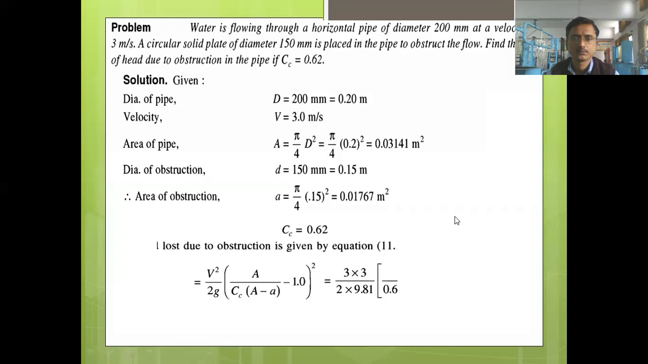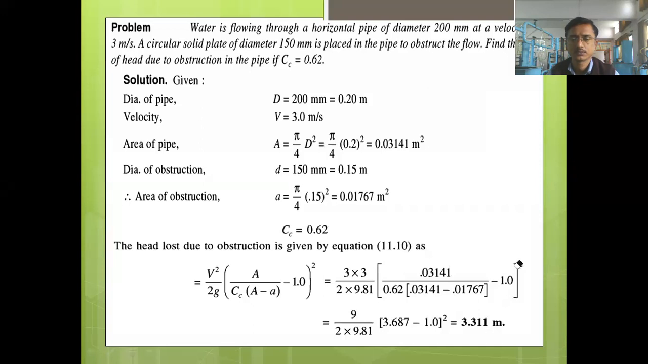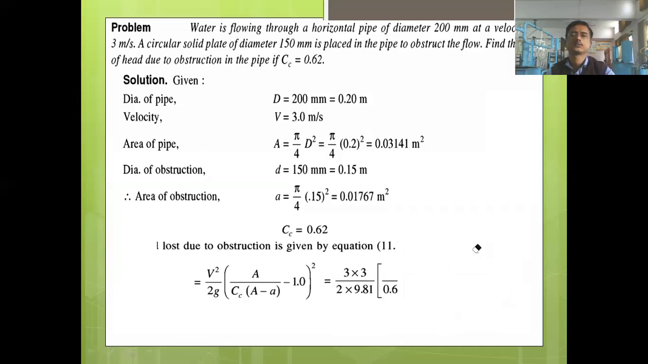3.315. 3.311, that is the answer. Okay. Many students have got the answer. Mayuri, Shweta, then Reshma, Rohini, Sakshi. All the answers are correct. Other students, do it first.